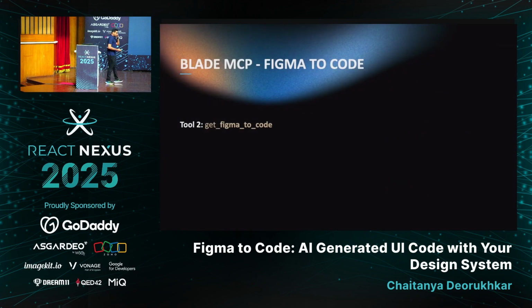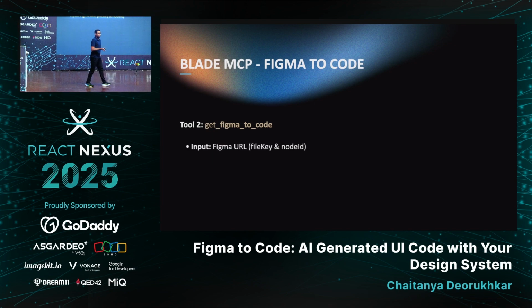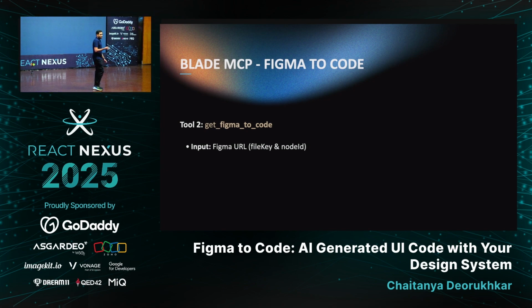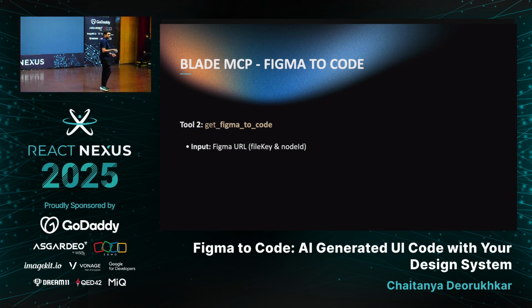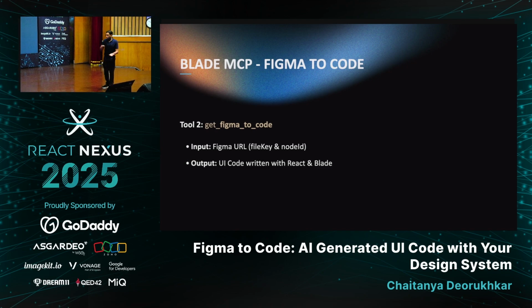Similarly, for get Figma to code, it will also have an input. In this case, it will be the actual Figma URL. What's important in this Figma URL is the file key and the node ID. Cursor will smartly figure out what the file key and the node ID is and just use that as input. And the output is somehow magically the UI code that is written with React and Blade.